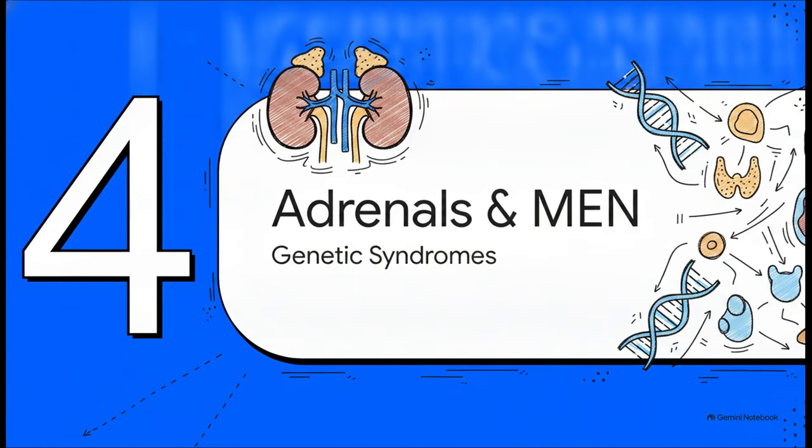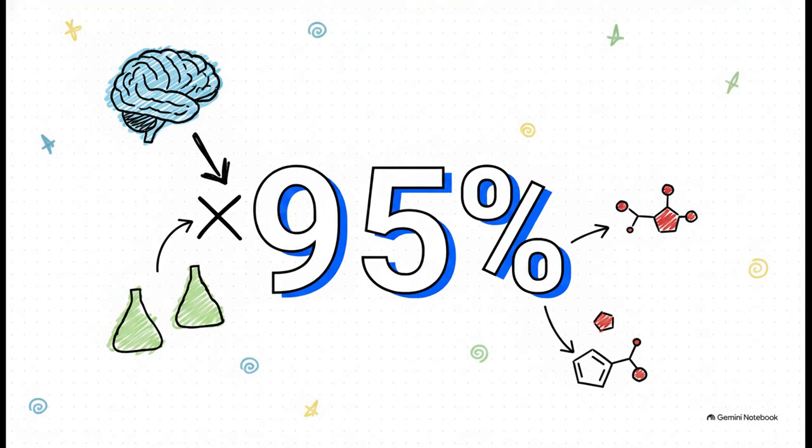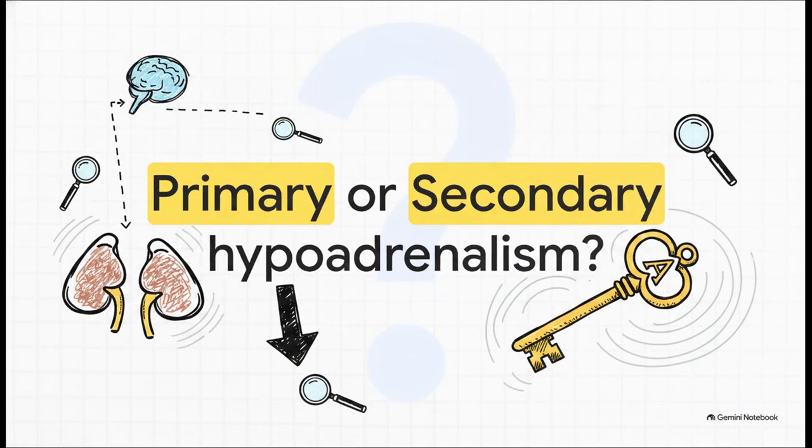Making our final stop, Section 4, the adrenal gland and MEN syndromes. When we look at congenital adrenal hyperplasia, a staggering 95% of all cases come down to just one single specific error, an enzyme deficiency called 21-hydroxylase. This one roadblock completely halts the production of cortisol and aldosterone. So the brain panics. It aggressively stimulates the adrenal gland to make more. But because of the block, the gland inadvertently shunts all its raw materials into producing a huge excess of sex hormones instead.